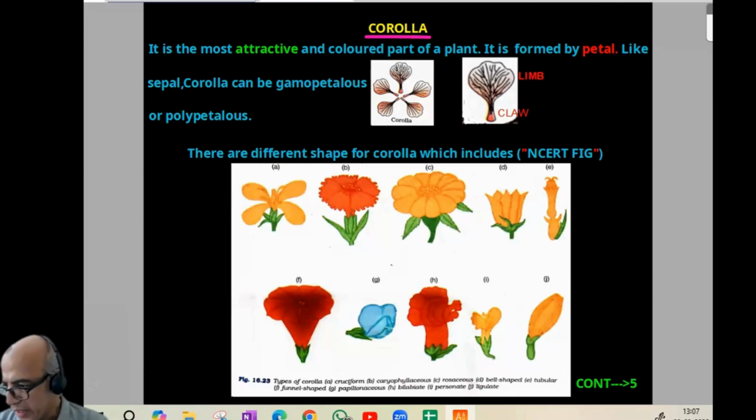And below it, you can find a diagram. It is the old NCERT diagram. It is not given in the present NCERT. Anyway, for reference only, I have shown it. Very clear diagram. See, there are different shapes for corolla, which include the old NCERT diagram and the types they mention in the bottom. Since it is not in the present NCERT, just shown there, we can proceed to the next page.